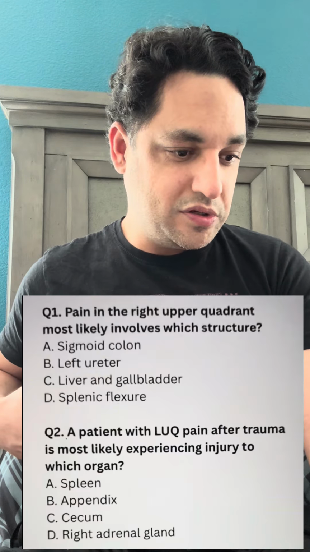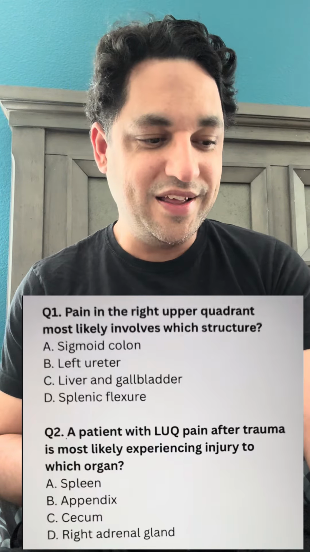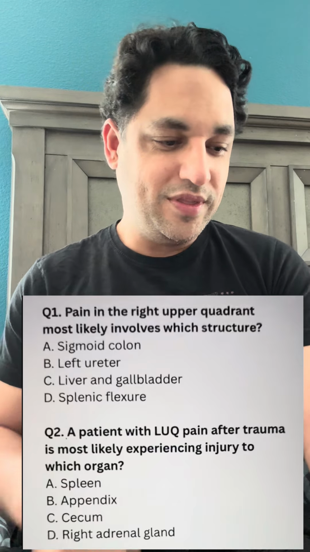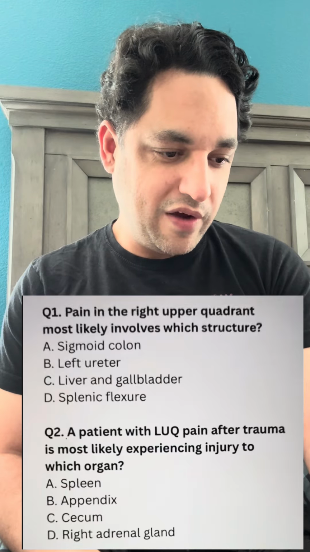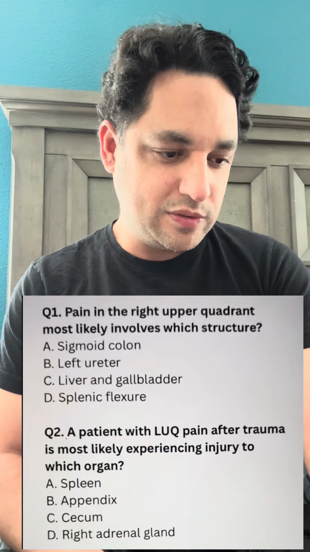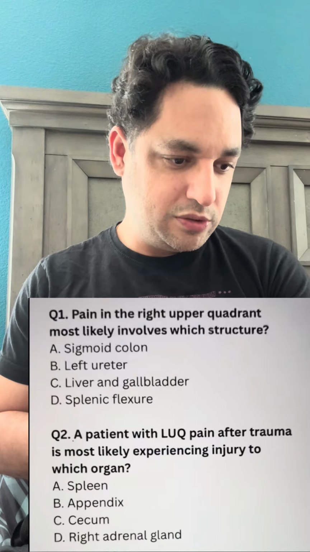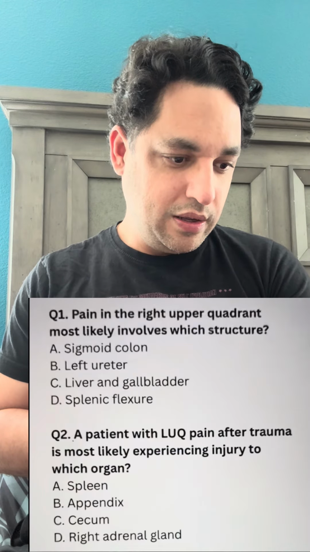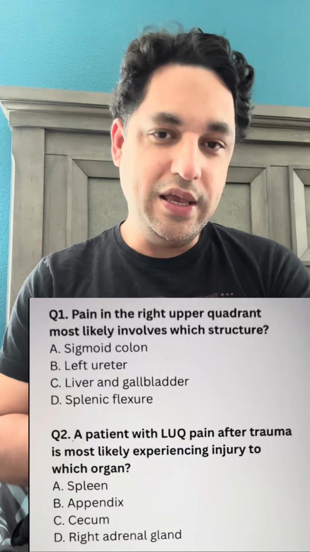So what would be your answer? Your answer is going to be C, liver and gallbladder. That's your answer number 1. Next question: a patient with left upper quadrant pain after trauma is most likely experiencing injury to which organ? So GLA, SSP, there is no N, SSP. SSP means spleen, stomach, and P for pancreas. So your answer is C, spleen.